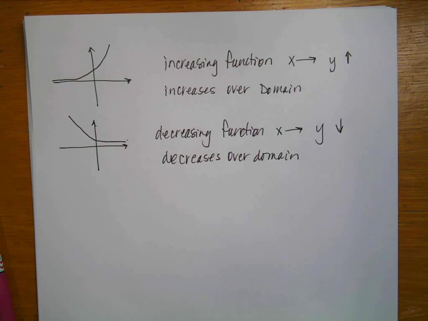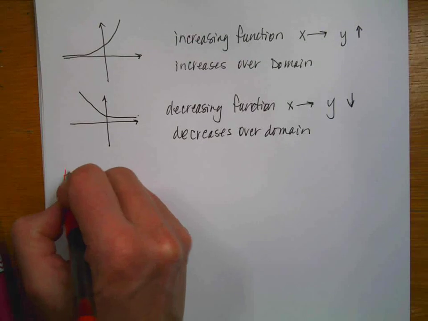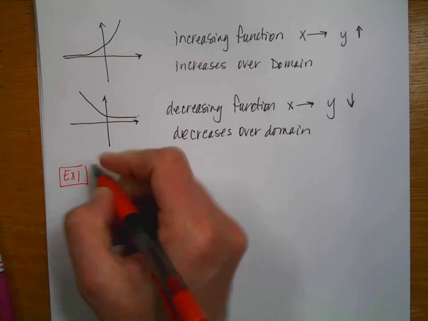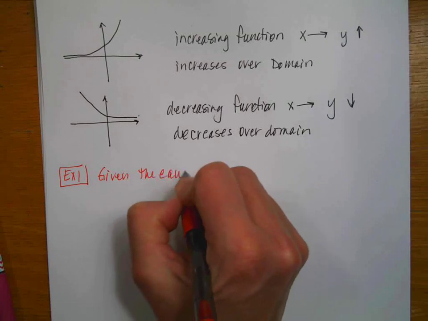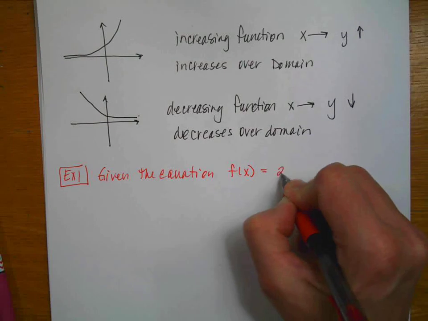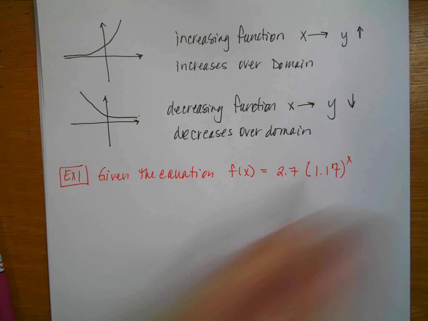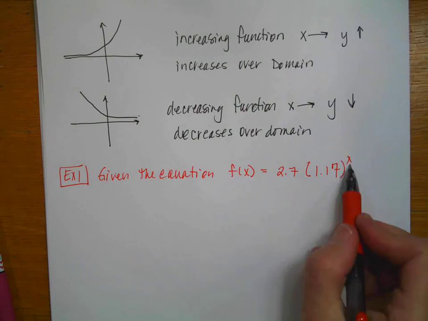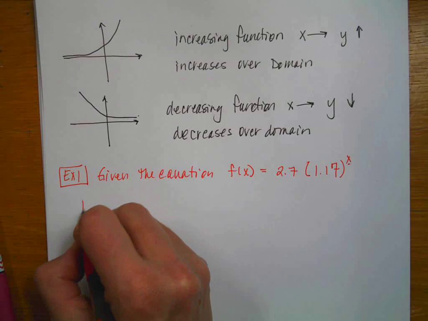Alrighty. So now let's do an example. I only have a couple of quick examples to do today. Lucky us. So for example number 1, we're going to be given the equation f(x) = 2.7 times 1.17 raised to the x. We know it's an exponential function because x is in the exponent position. And so what I want to do is fill in the data.